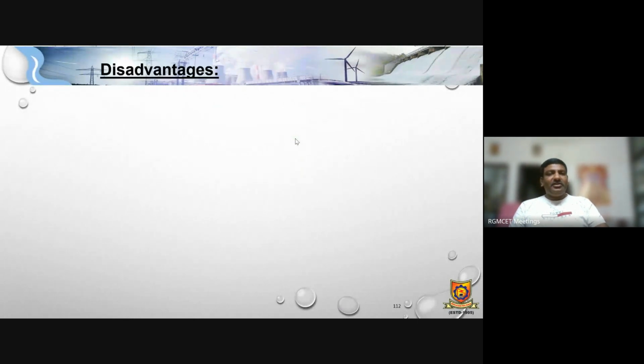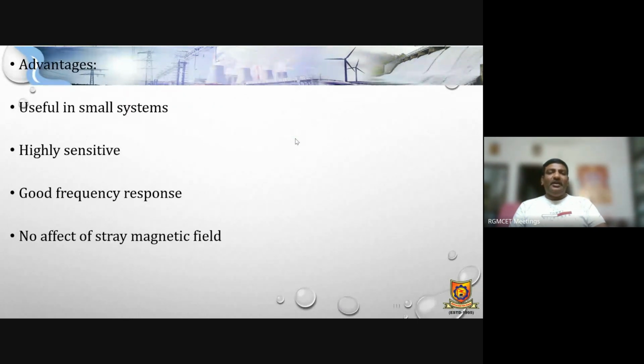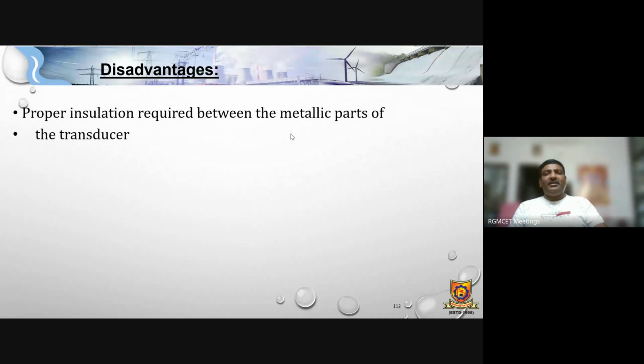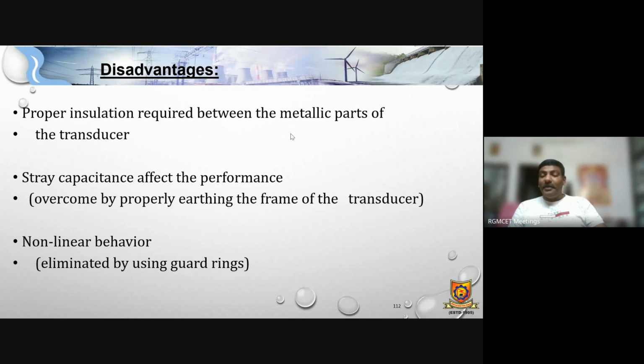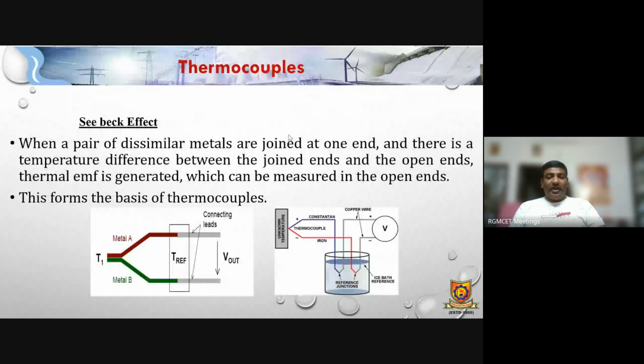So advantages of capacitive transducer: small, useful in small systems, highly sensitive, good frequency response. There is no effect from stray magnetic fields. And there are certain disadvantages. Proper insulation is required between the metallic parts of the transducer, and stray capacitance affects the performance, and non-linear behavior. So a capacitor also will have a non-linear behavior.